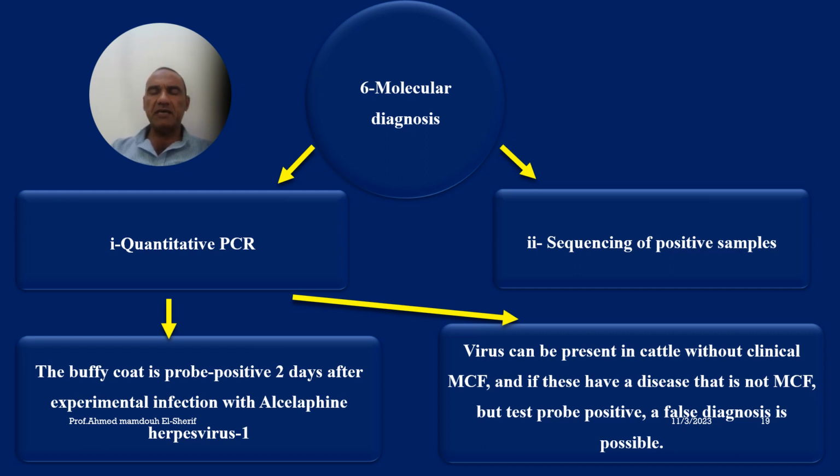Virus can be present in cattle without clinical malignant catarrhal fever, and if these have a disease that is not malignant catarrhal fever but test probe positive, a false diagnosis is possible. Number 2, sequencing of positive samples to know where from and why this type of malignant catarrhal fever virus reached that area.